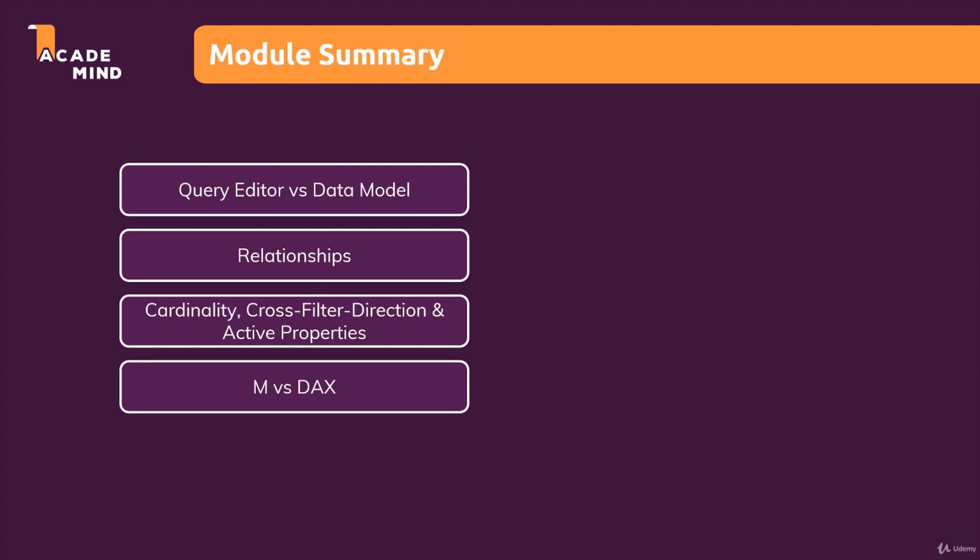We then had a look at another difference between the query editor and the data model, the M language and DAX, the data analysis expression. The M language is part of the query editor. It's the code behind all the functions we have in it. DAX, on the other hand, is the code we write to create functions in the data model. And we learned that we need this DAX to be able to perform our data analysis.